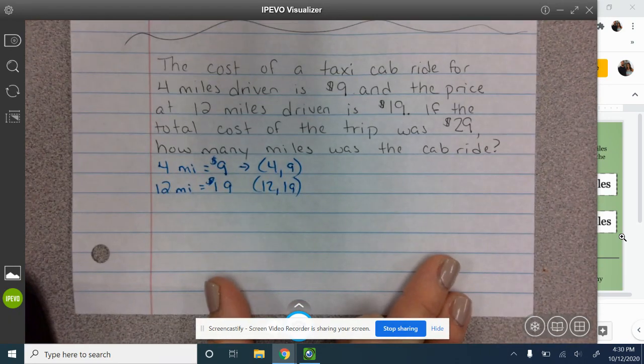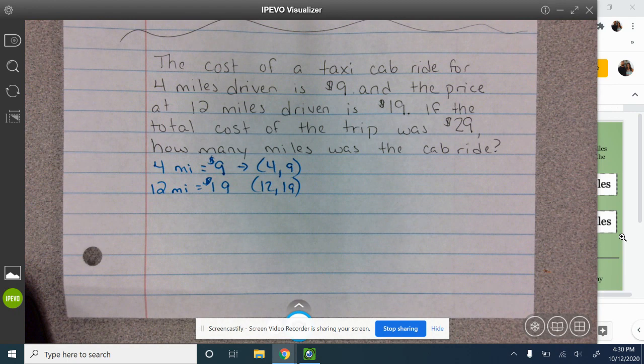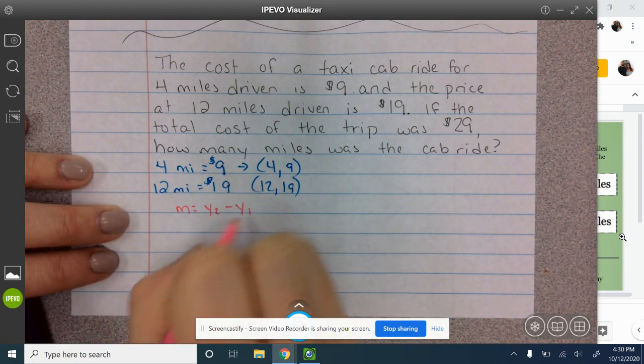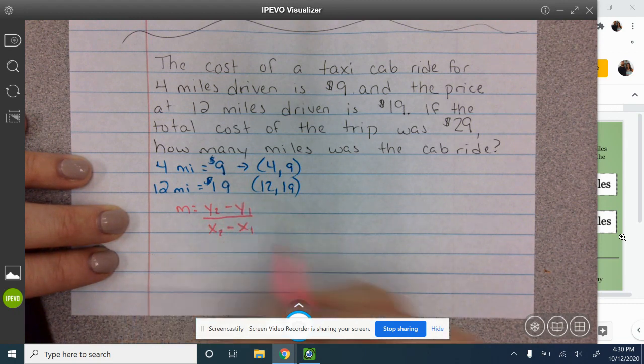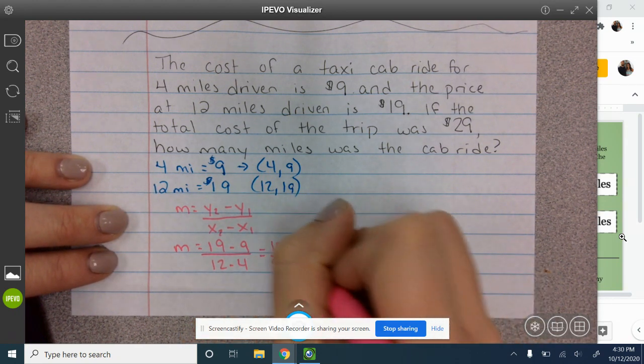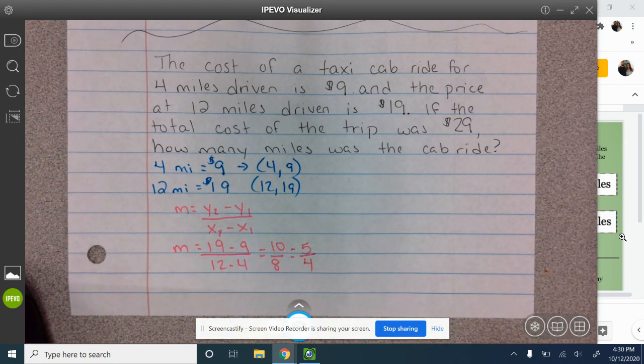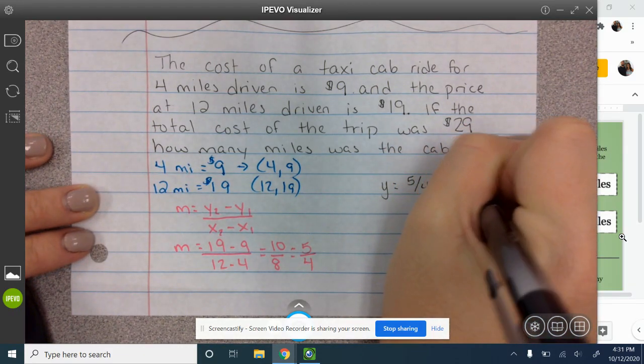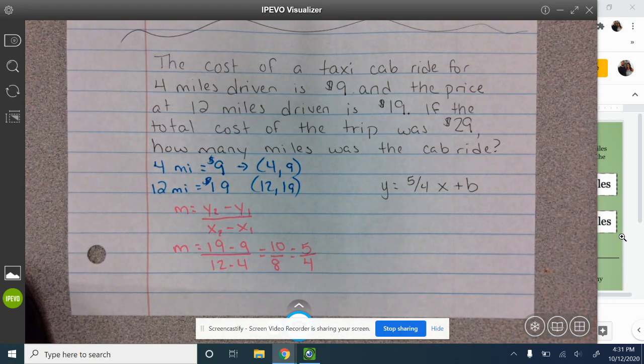To be able to create this equation, I'm going to have to find my slope. Remember, m equals y2 minus y1 over x2 minus x1. When I plug in, I'm going to have 19 minus 9 over 12 minus 4, which will be 10 over 8, which is 5/4. So our slope is 5/4. When I plug into my equation, y equals 5/4 x plus b.